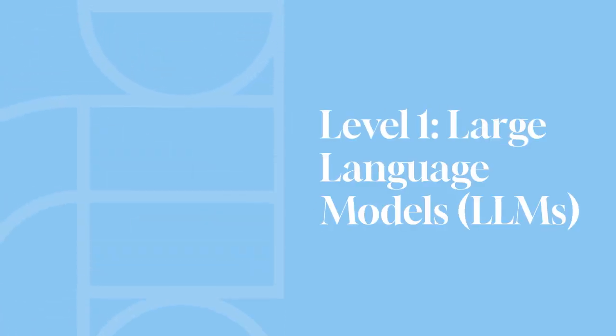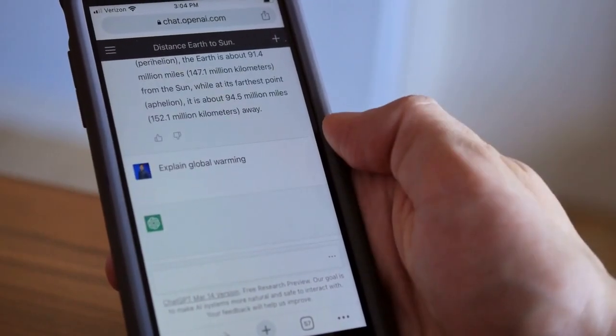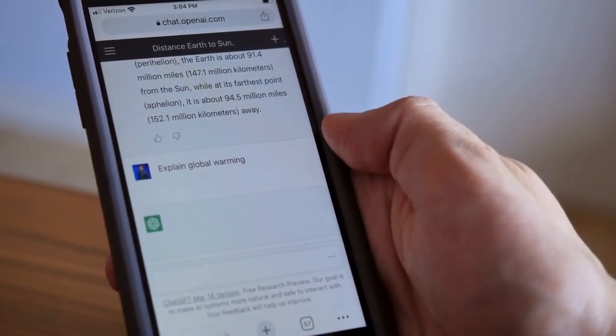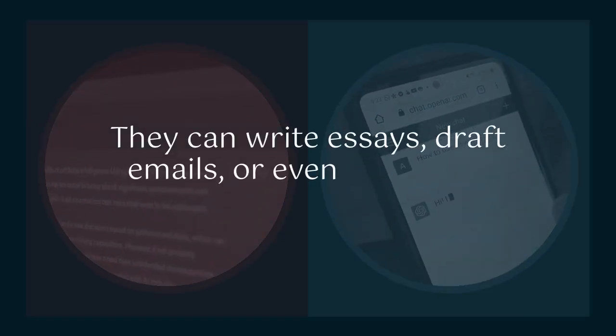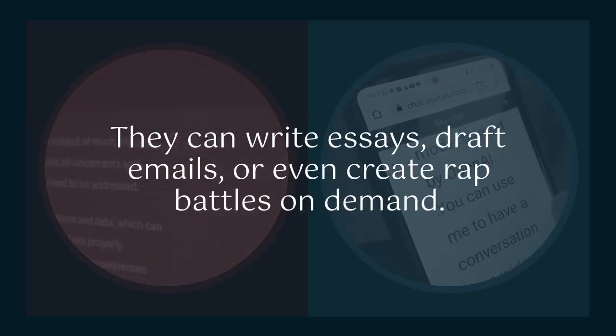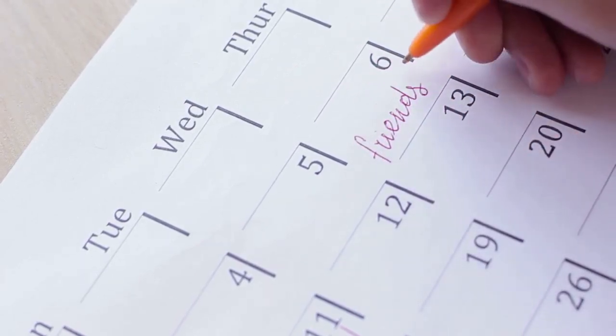Let us start with level 1, large language models, or LLMs. These are what most people picture when they hear the term AI. Think of ChatGPT, Gemini, or Claude. These tools are powerful text generators. They can write essays, draft emails, or even create rap battles on demand. For example, if you ask one to draft a thank you note, it will do so instantly.